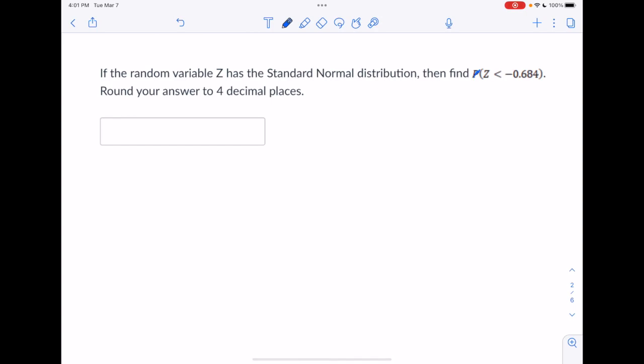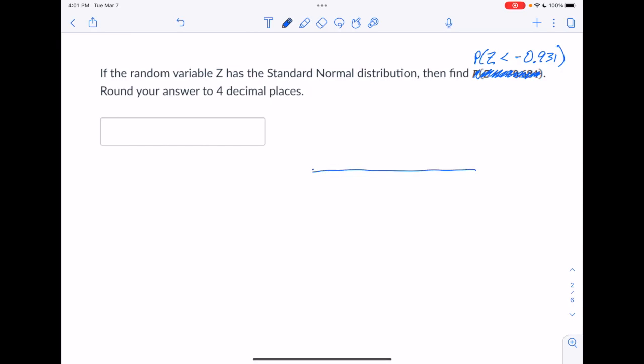So the first thing we're going to do, in the interest of providing help but not answers, is alter the question a little bit. We're going to do the probability that z is less than negative 0.931. Very similar question, so the steps should all be the same, just the answer will be different.